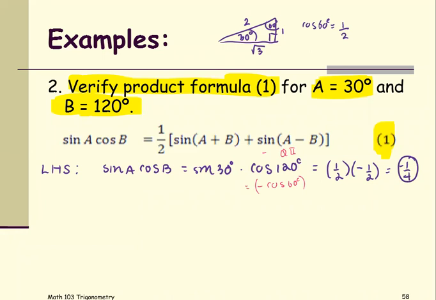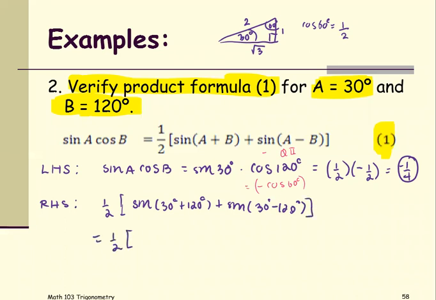Next, we're going to look at the value of the right-hand side. The right-hand side expression is 1/2 multiplied by the quantity sine of the sum, which is the sum of the angle A and angle B, or 30 degrees plus 120 degrees, plus the sine of the difference of the 30 degrees and 120 degrees. And we simplify it first before we replace with the value. The first term becomes sine of 150 degrees. The second one is sine of negative 90 degrees.